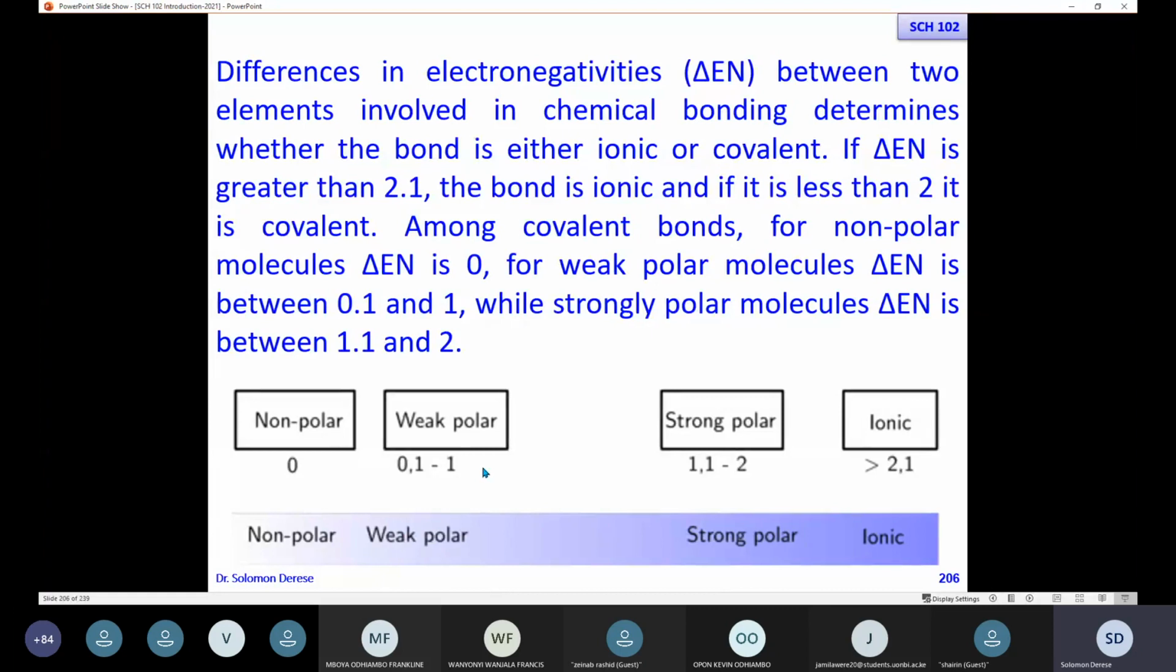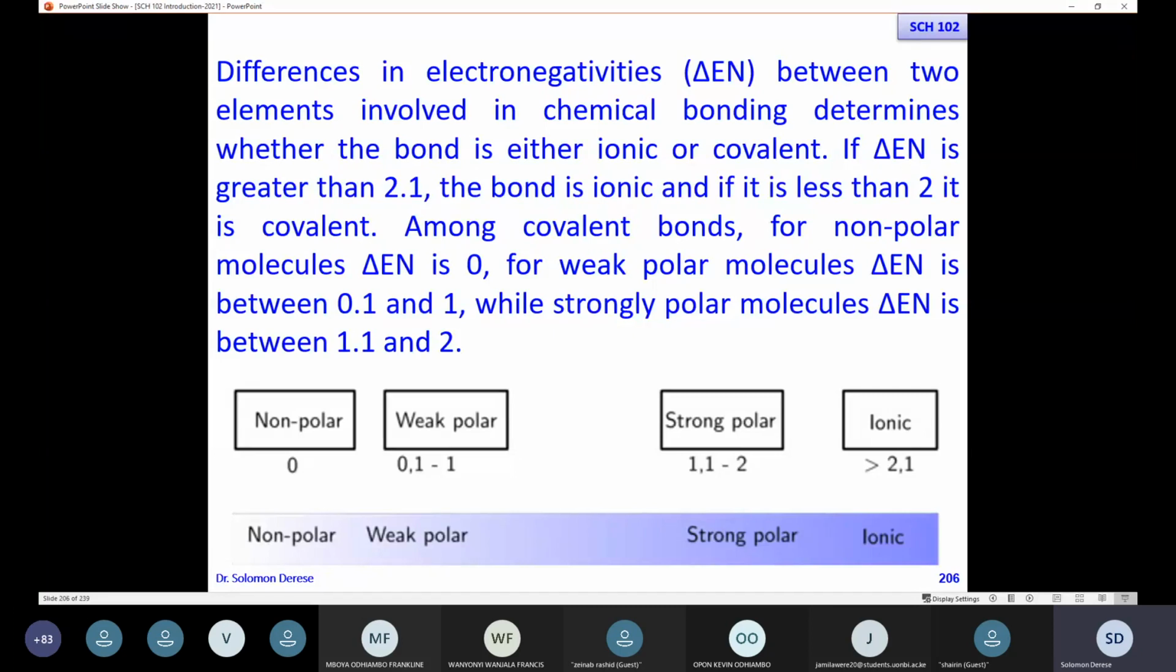But if the electronegativity difference between the two elements that are involved in chemical bonding is between 0.1 and 1, if you subtract the electronegativity of one from the other, and you find the difference is between 0.1 to 1, that covalent bond is polar, but it is weakly polar.